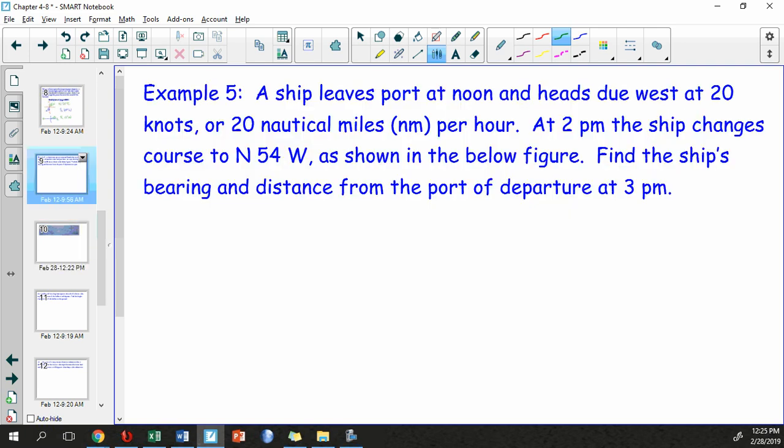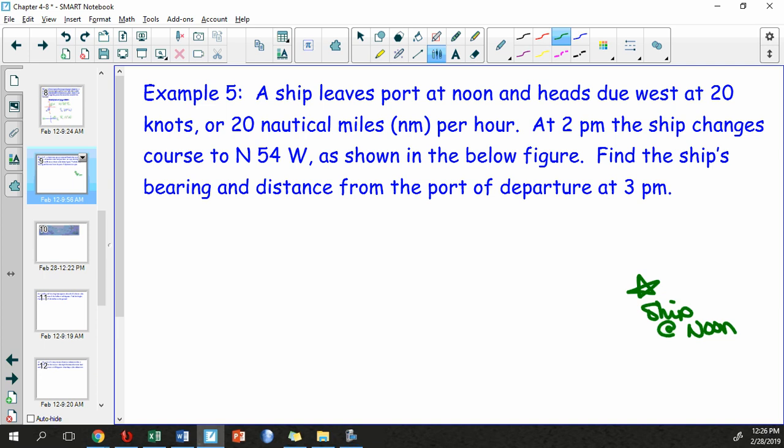So a ship leaves port at noon and heads due west. Which direction is west? Is that left or right? West is left. So I need to be over here. This is my ship, and that's going to be at noon. I can't draw, so this is why everything's a star. Stick with me on that. So my ship is right there, and it says I'm leaving at noon.